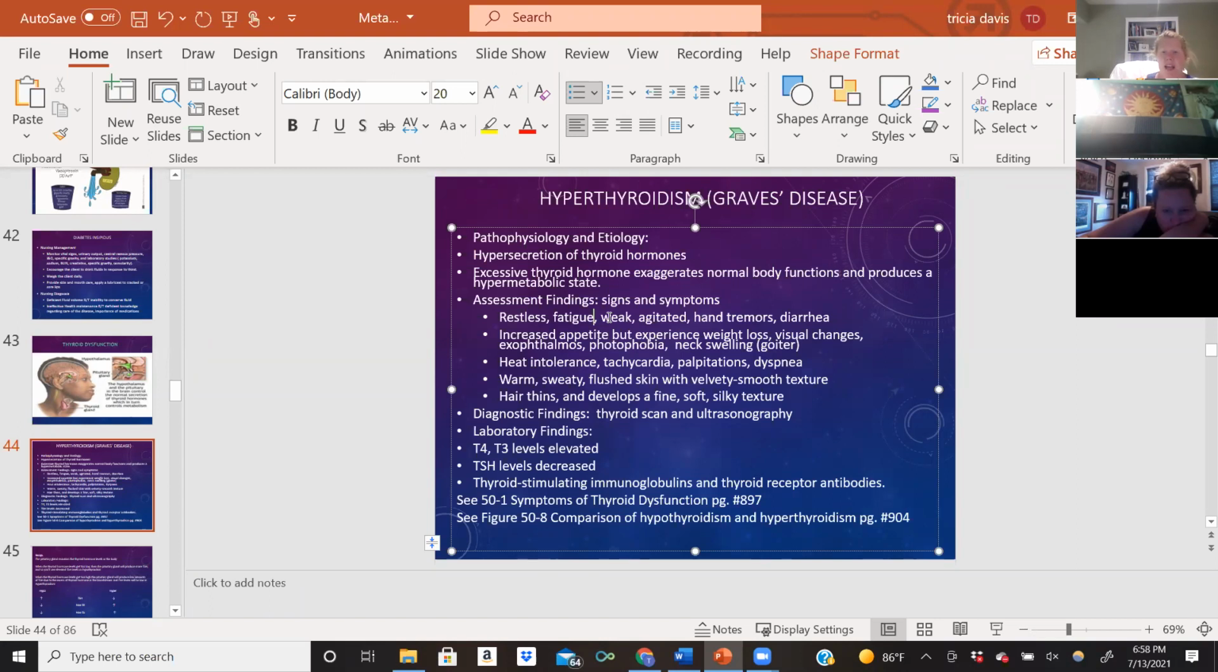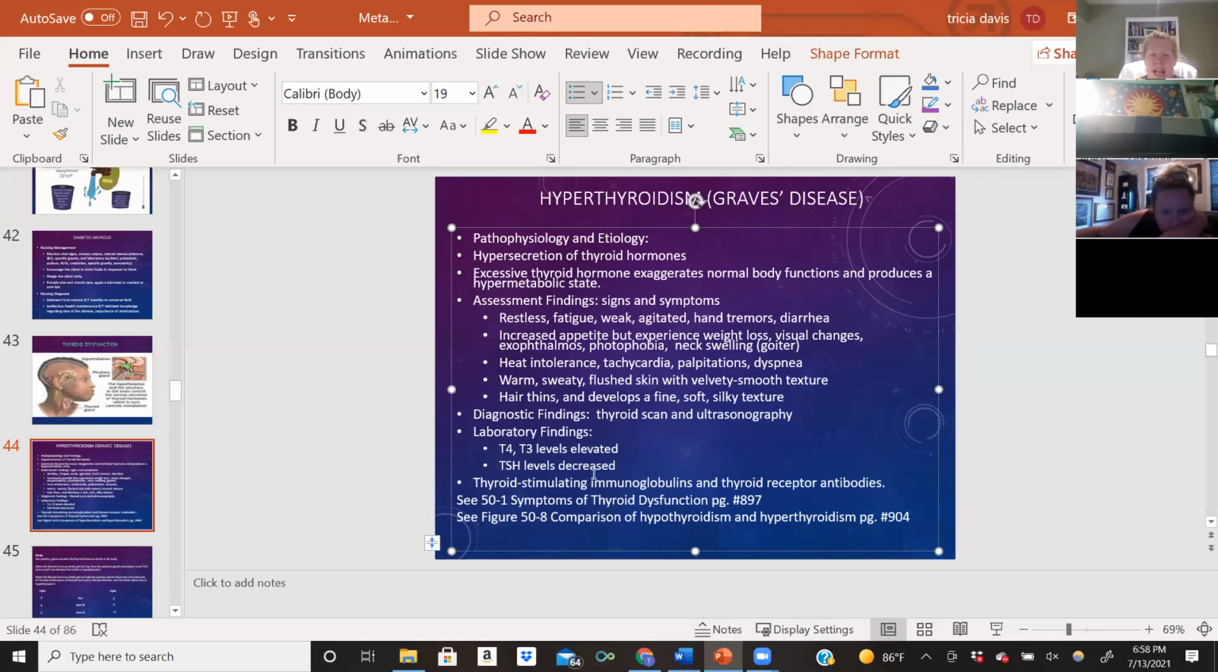All right, so diagnostic findings, we might do a thyroid scan or we might do an ultrasound to see the measurement of the thyroid, to see what's going on with it. Our laboratory findings, we are going to be looking at the T4 and the T3. The T4 and the T3 levels are going to be elevated. TSH levels are going to be decreased. We're going to talk about this on the next slide. So this is where people get confused. They're like, well, why aren't they all increased if it's making too much? So with hyperthyroidism, T4 and T3 are elevated, but TSH is decreased.